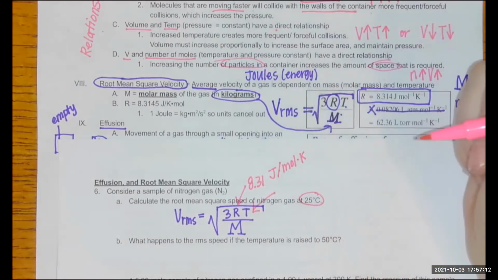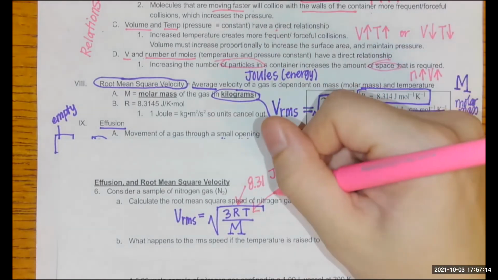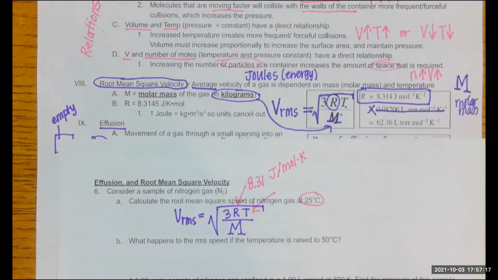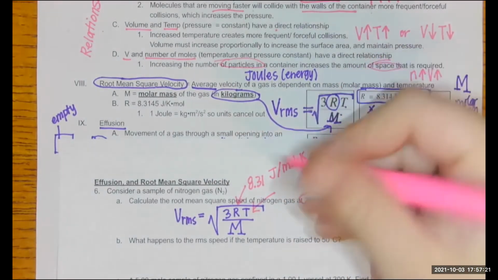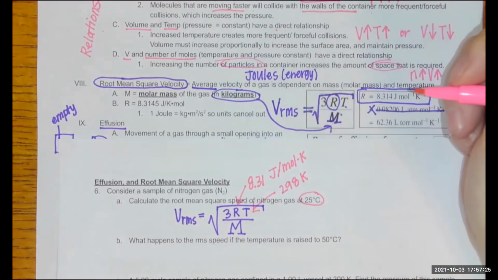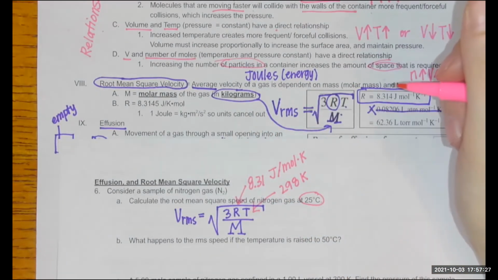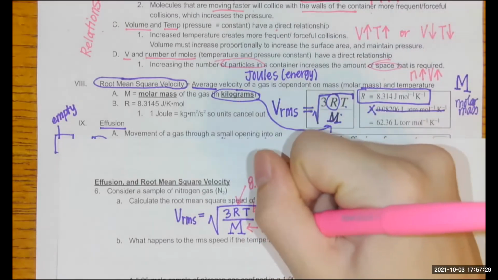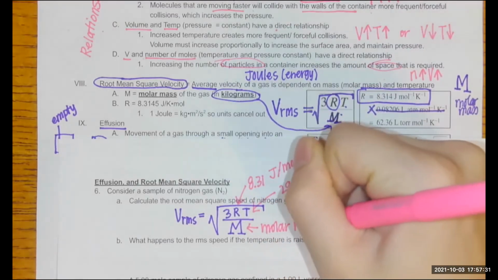The temperature obviously needs to be in kelvins. So 25 degrees Celsius converted, what would that be? 25 plus 273, 298 kelvins. And this is our molar mass, but in kilograms.